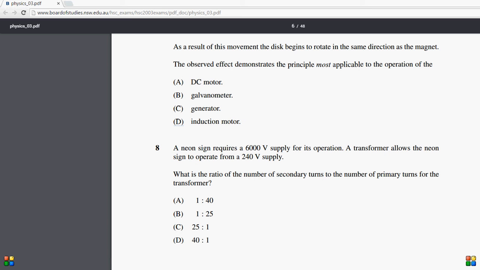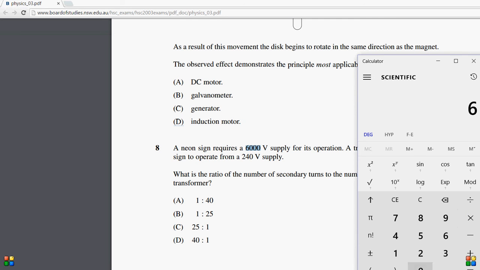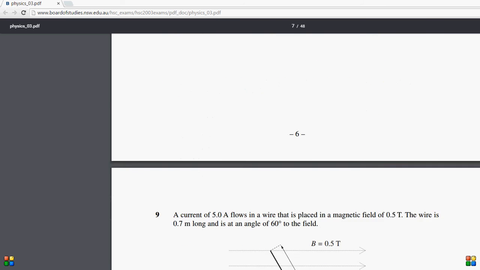So now to figure out the amount of turns, we need to do 6,000 divided by 240. 6,000 divided by 240 is 25. So the answer would be C. For every 25 secondary turns, there will be one primary turn in the transformer.